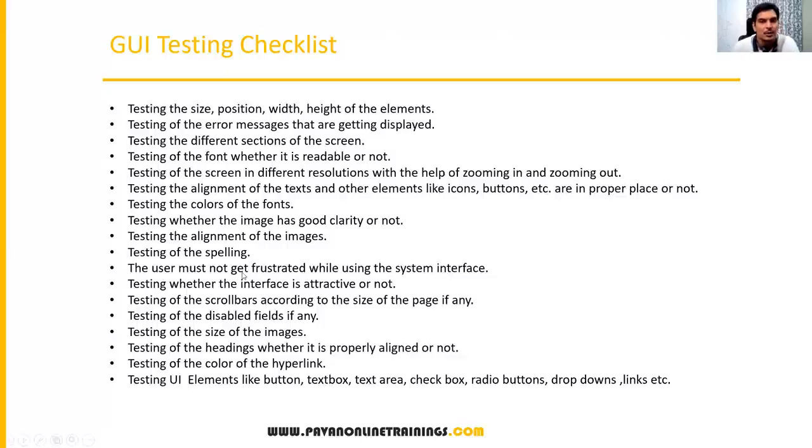The user must not get frustrated while using the system interface. As I said, the first interface is the UI, where exactly the user will use it. So the user should get attracted to the application. The user should not be frustrated by seeing the font, the colors, the sizes, and everything. The first priority will be given to the UI because the user will interact with the UI. If the UI is very ugly, next time you will not use that UI. So it should be very clear and cool fonts will be used. You have to make sure of that while testing the UI.